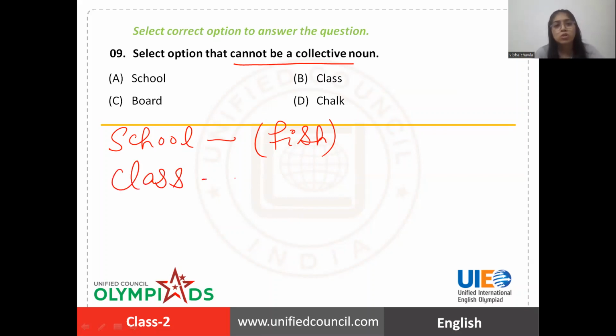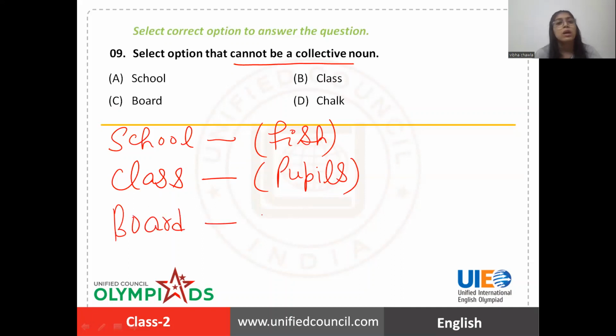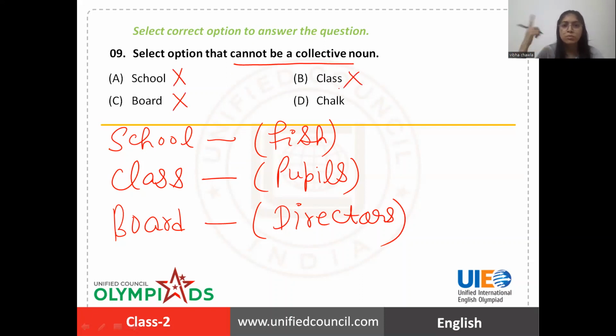Class can also be a collective noun, as in class of pupils. Board can also be a collective noun, as we say board of directors. So these three can be collective: school of fish, board of directors, class of pupils, but not this one. Chalk is not a collective noun. Chalk is not at all collective. That's why it is the right answer to this question.